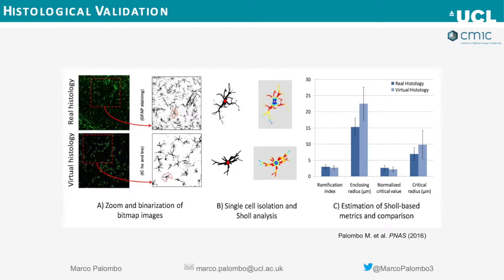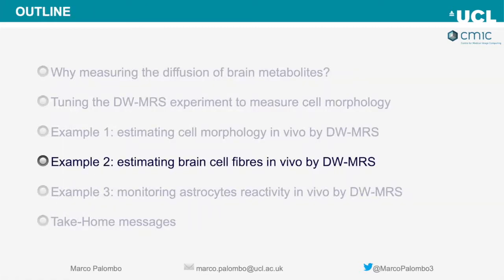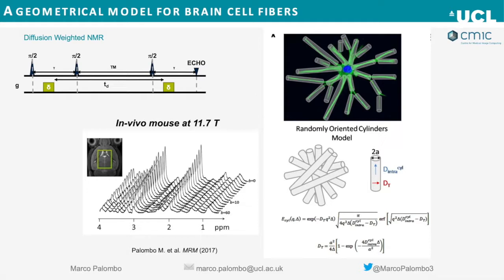But we can do more. In fact, we can focus now on the short-range morphology and measure, for example, the average size of the cell fiber. So in this work, we measured the diffusion of the same 5 metabolites, but at shorter diffusion time of about 60 milliseconds and ultra-high b-value, up to 60 milliseconds per square micrometer.